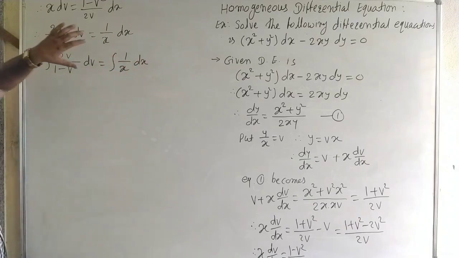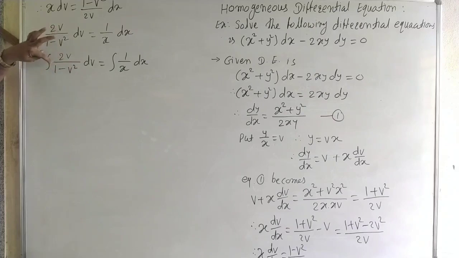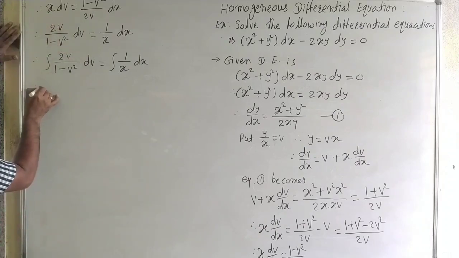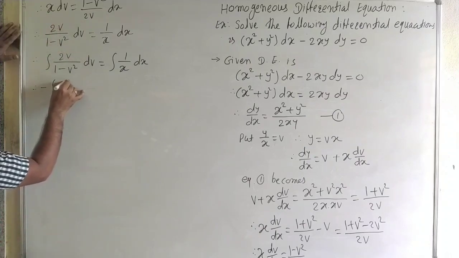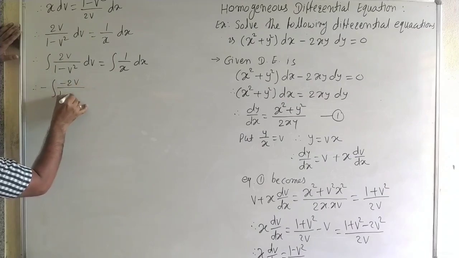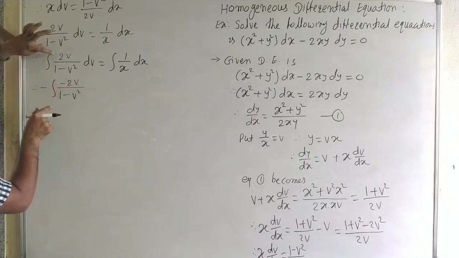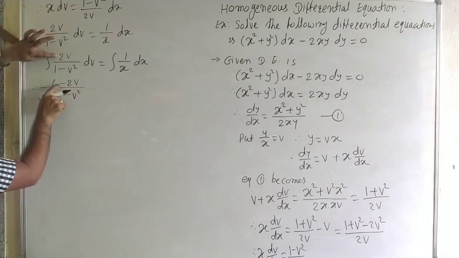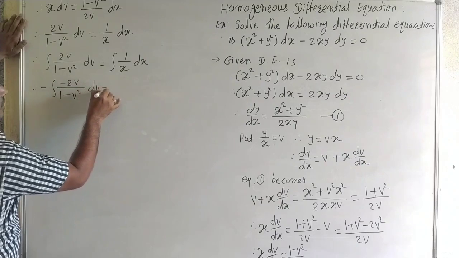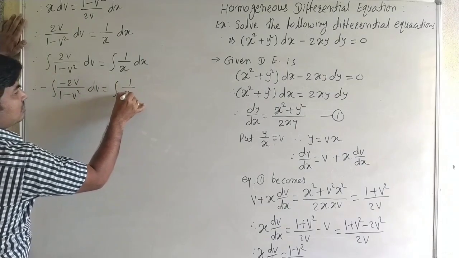Now the integral of 1 by x is log x, but here 2v upon 1 minus v square is a linear function upon a quadratic function. That means we adjust the derivative of the quadratic function in the numerator. Clearly the derivative of 1 minus v square is minus 2v, but here it is plus 2v, so we multiply by minus. So we write minus 2v upon 1 minus v square dv is equal to the integral of 1 by x dx.